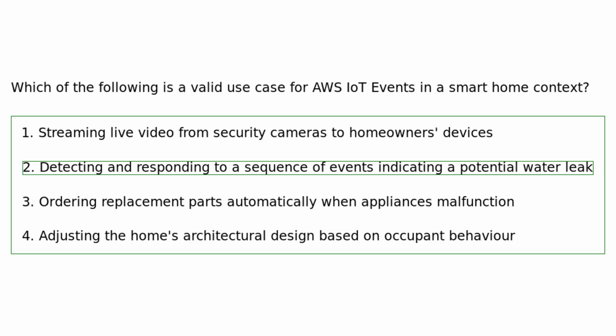A valid use case for AWS IoT Events in a smart home context is detecting and responding to a sequence of events that might indicate a potential issue, such as a water leak. For example, it could monitor signals from moisture sensors, water flow meters, and pressure sensors, and trigger alerts or shut off the main water valve if a concerning pattern is detected.